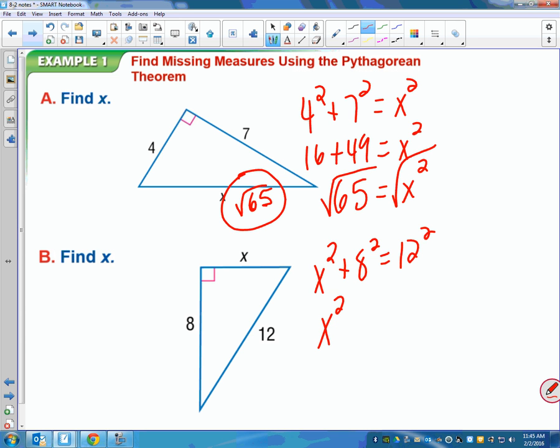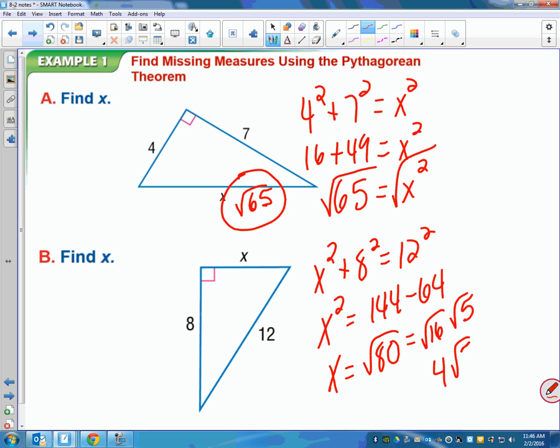My kids in pre-cal still make that mistake sometimes. So that's 144 minus 64? So square root of 80. So 16 goes into that, right? So we can say square root of 16, square root of 5. That's the answer I want. Exact answers.